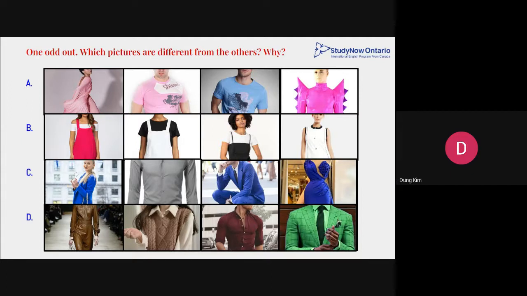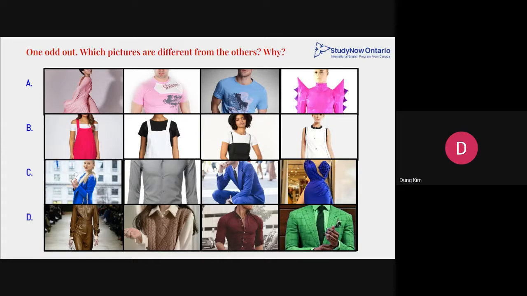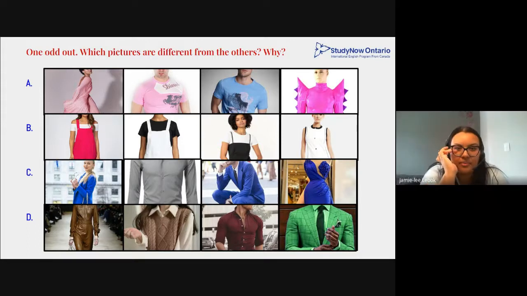I think picture three. Picture three, why? Because the man wears a blue t-shirt and the others wear a pink t-shirt. Yeah, pink color. Yeah, I agree. So the others are all wearing pink. This man is wearing blue. Okay, good job, Beauty. Luon, B, which one is different there?